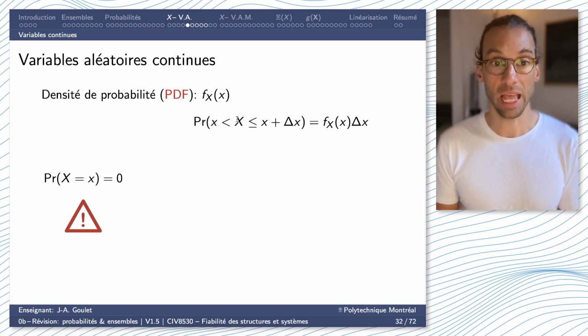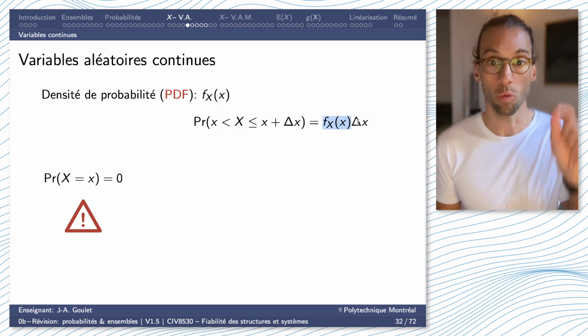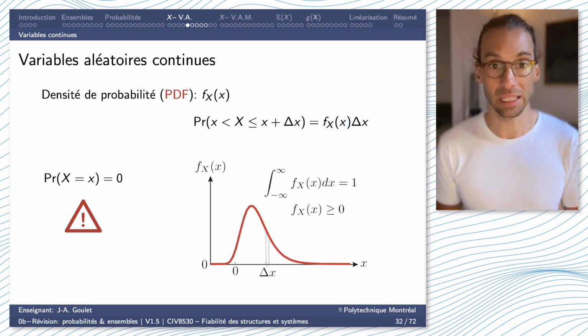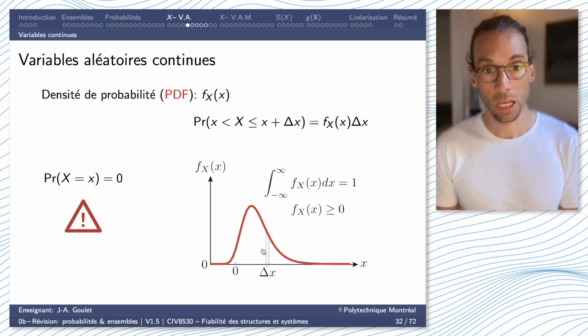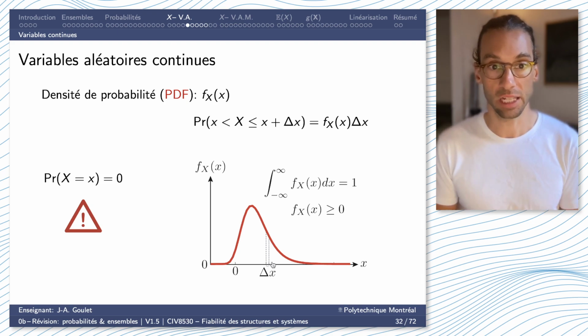So the probability that x, my random variable, is between x and x plus delta x is my probability density times the infinitesimal slice delta x. So for instance, if we want to define this, delta x would be the width of a slice, and this would represent my probability density.